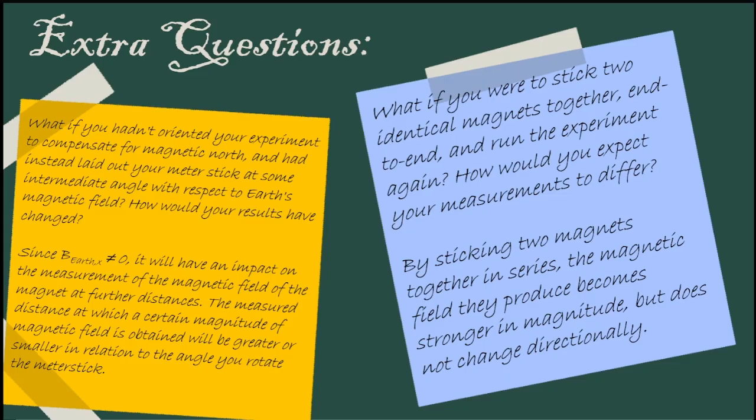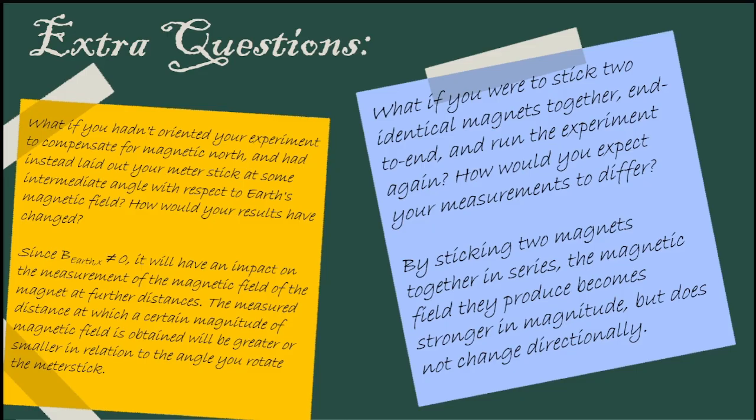Extra questions. What if you hadn't oriented your experiment to compensate for magnetic north, and had instead laid out your meter stick at some intermediate angle with respect to Earth's magnetic field? How would your results have changed? Well, since B Earth at the x component does not equal 0, it will have an impact on the measurement of the magnetic field of the magnet at further distances. The measured distance at which a certain magnitude of magnetic field is obtained will be greater or smaller in relation to the angle you rotate the meter stick.